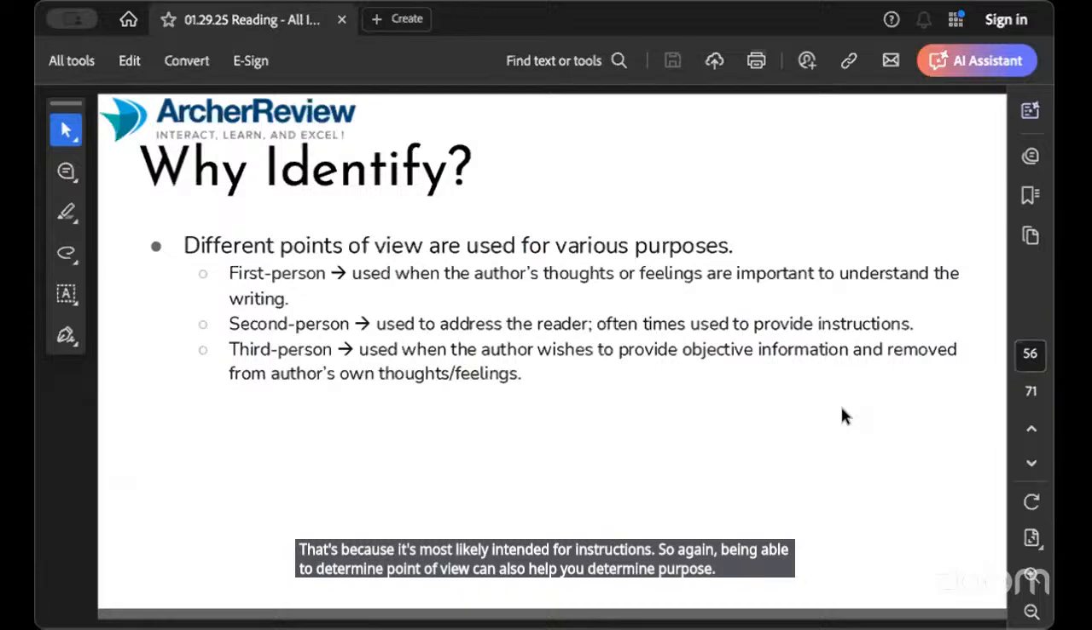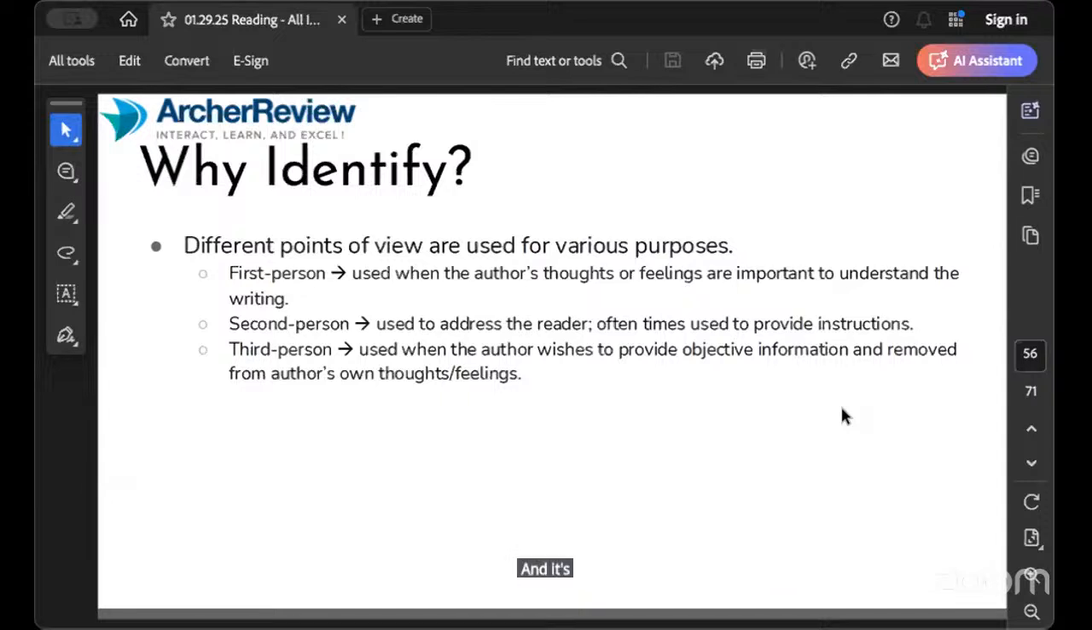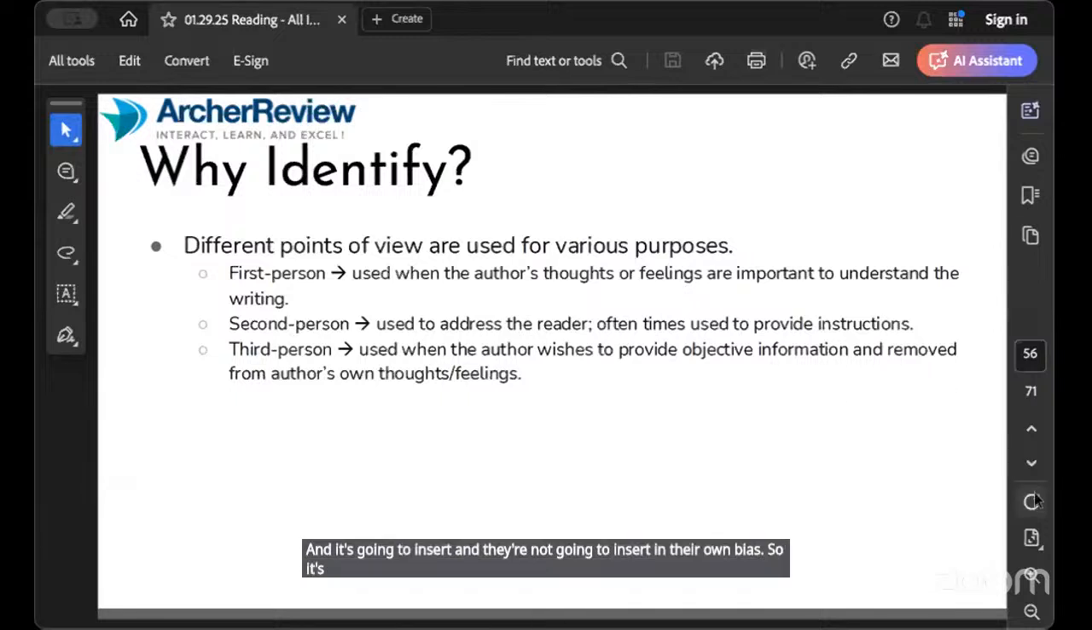Third person is when the author wants to give objective information because that author is removed from the story, and they're not going to insert in their own bias. So it's going to have that neutral tone to it.